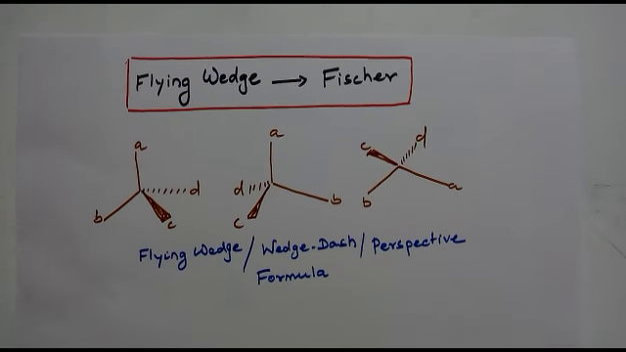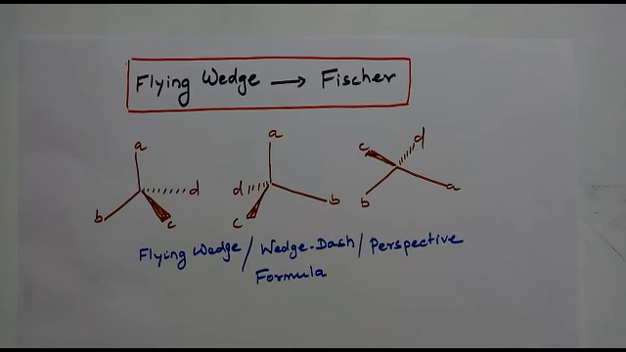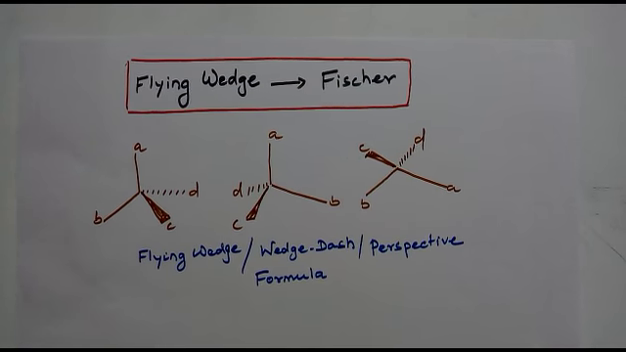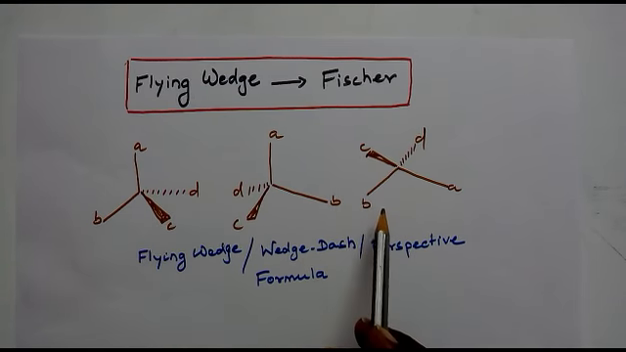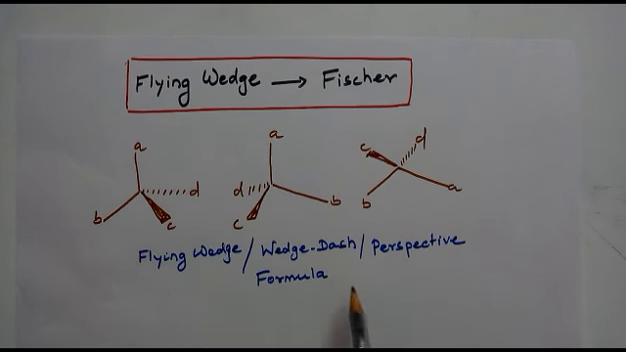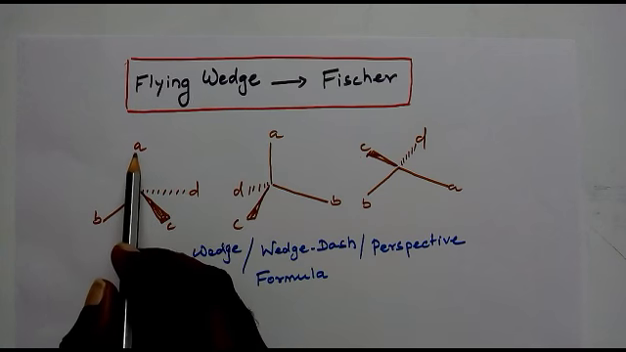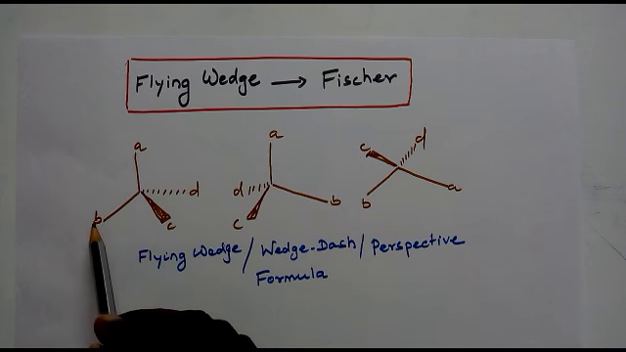Hello friends, in this video we are going to learn how to convert the flying wedge formula into Fischer formula. These are all called flying wedge formulas. They can also be called wedge-dash formula or perspective formula. Look at them. This bond, A, C, C, B.